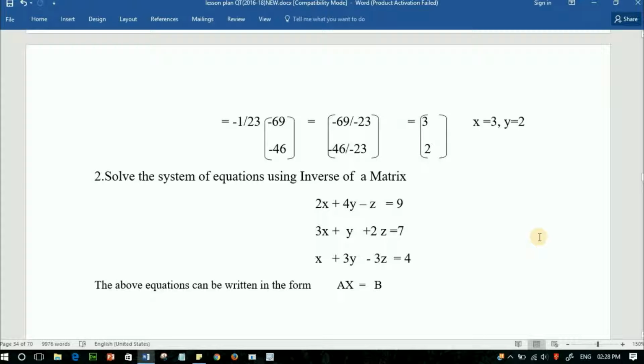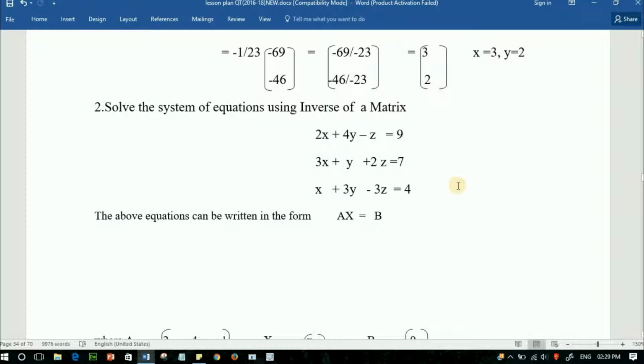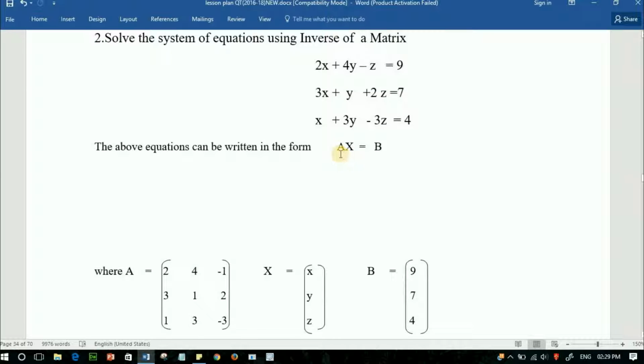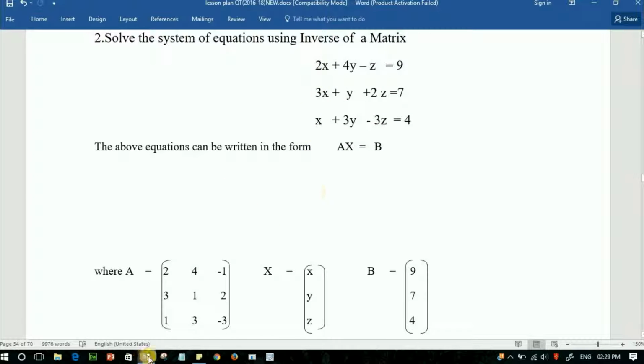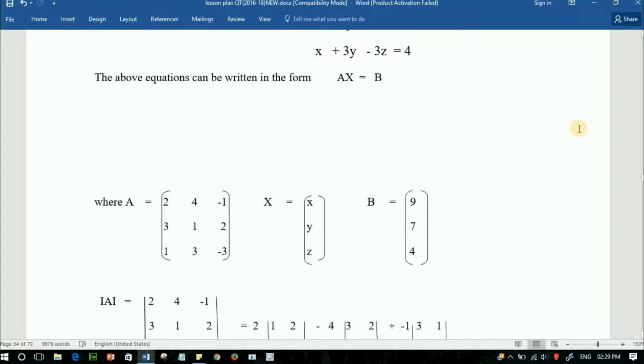Similarly, again we can do a problem in three variables x, y and z. You can see that 2x + 4y - z = 9 and 3x + y + 2z = 7 and x + 3y - 3z = 4. It can be written in the form AX = B, where A is the coefficient matrix, that is [2, 4, -1; 3, 1, 2; 1, 3, -3]. X is the variables x, y and z, and B, the constants, are 9, 7 and 4.